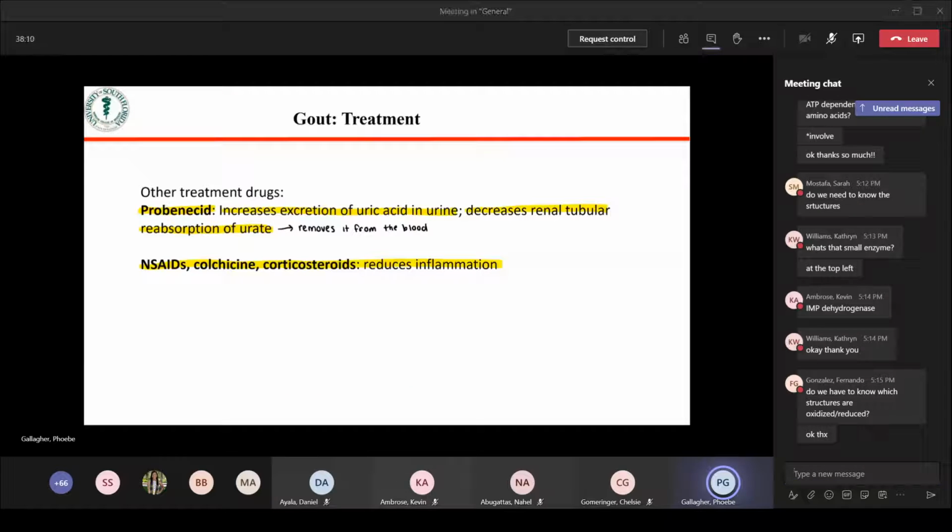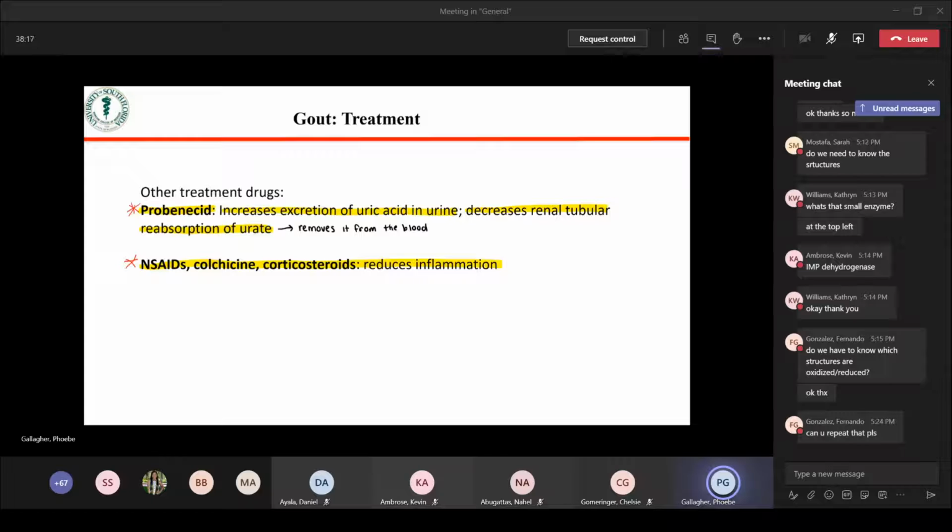I would also memorize these drugs because she did bold them. But essentially, the probenecid, it decreases the renal reabsorption. So when you decrease, Fernando, what did you want me to repeat specifically?